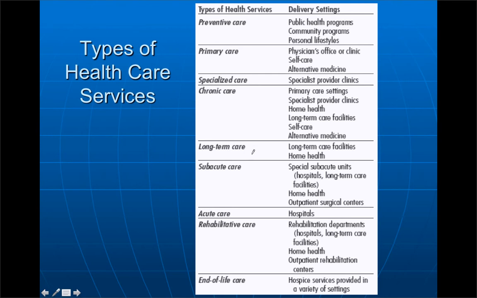Long-term care, subacute care, which is outside of the acute care hospitals themselves. Rehab care is a big thing, rehabilitation departments, home health, etc., and end-of-life care, especially the inefficiencies of end-of-life care as they occur in the acute care setting, where almost 50% of the healthcare dollars are spent in the last 3 to 6 months of life.